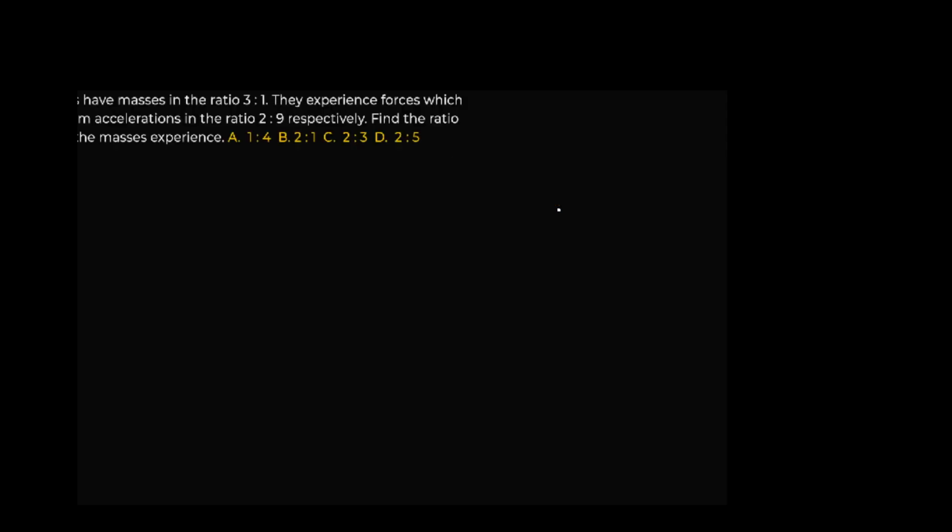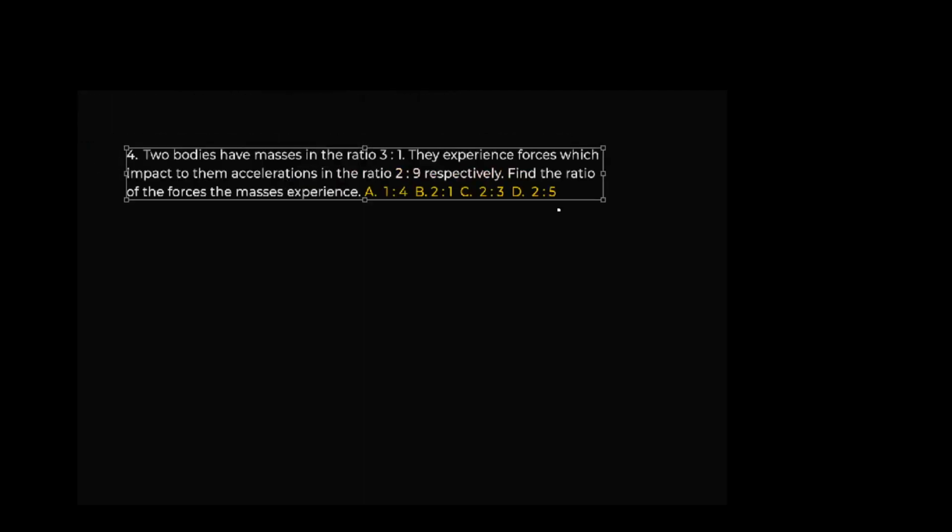So we'll move to the next question. Question 4. Okay. Kind of similar to the first one we have. So the question says that two bodies have masses in the ratio 3:1. They experience forces which impart to them accelerations in the ratio 2:9 respectively. Find the ratio of the forces the masses experience. So we're solving.